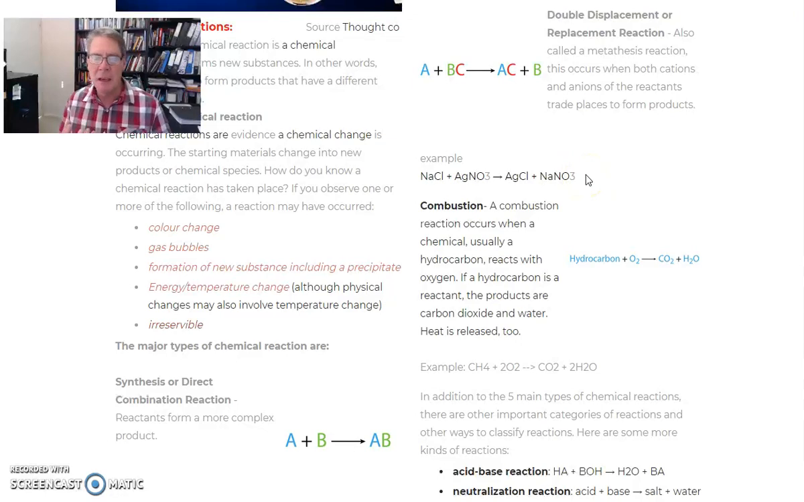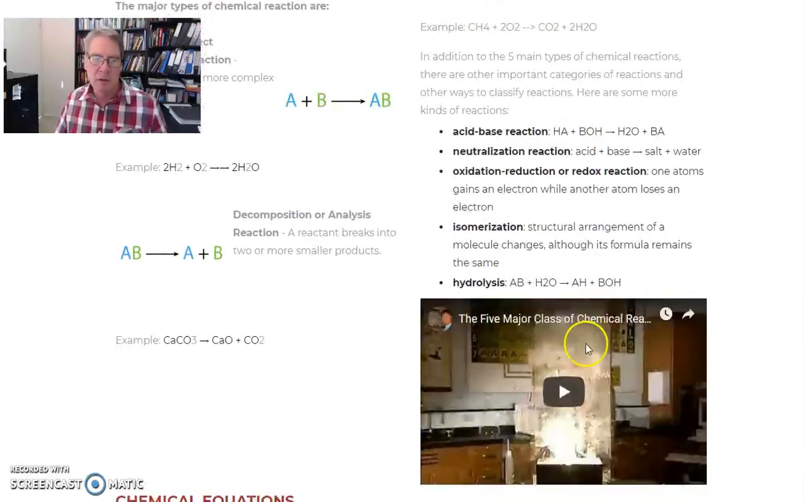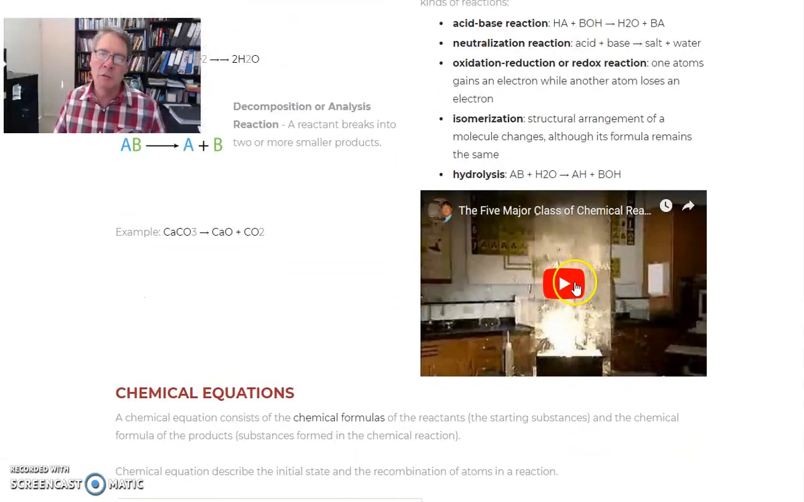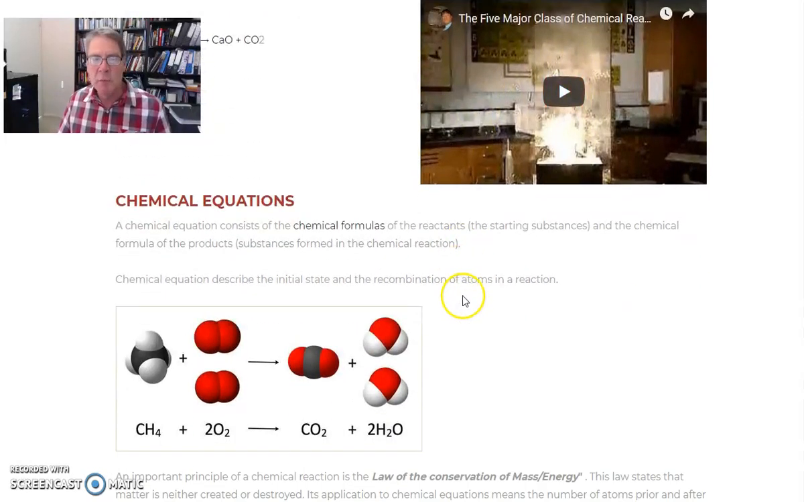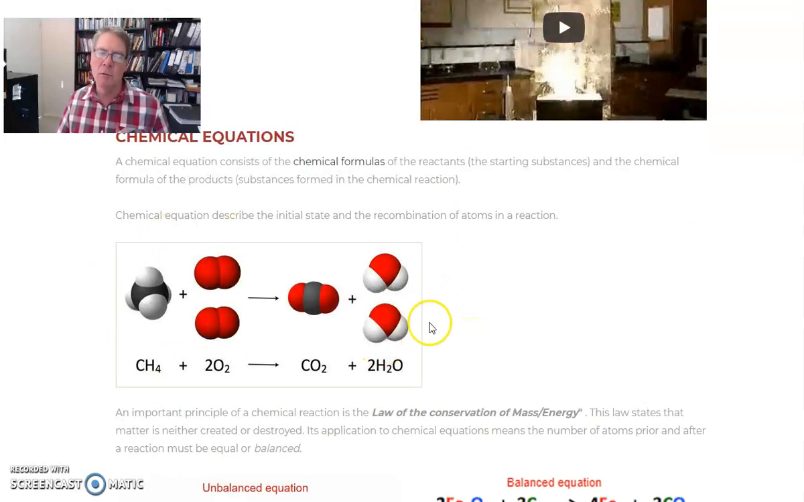Now, part of being a chemist is to understand and identify what's occurred, but also to document and ultimately come up with a chemical equation, and then manipulate that as a chemist. So here's a useful video, which will go through some of those chemical reactions you've already seen and others. But the basis of today is to look at that chemical equation. Here's something visual that describes it. Methane plus oxygen gives carbon dioxide and water. That was the combustion reaction, one of those that you did last week.